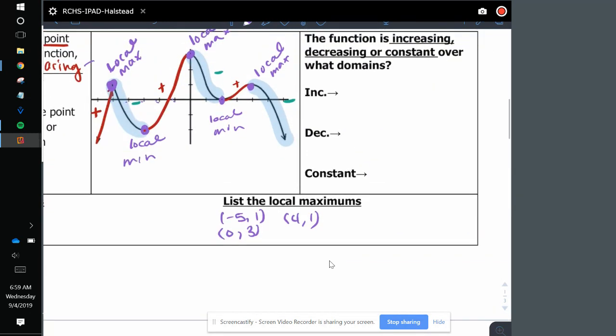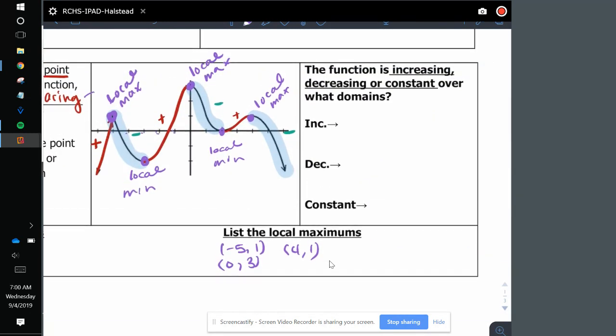Now we're going to talk about pieces of the function that are increasing, decreasing, or constant. So we write these as mini domains. I am always asking myself, if I think about the x as time, what time is the function increasing?